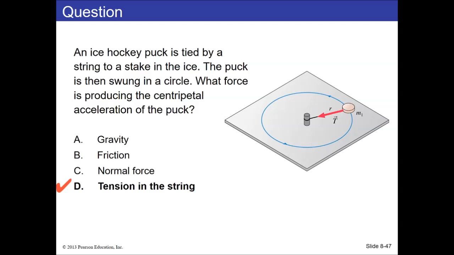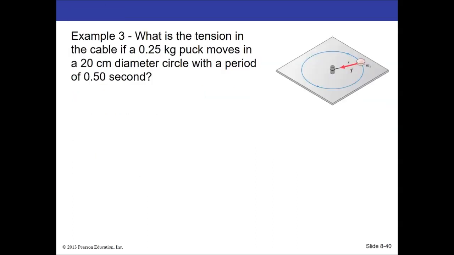Yeah, I really don't know how you think it's any of the other ones. No offense. But yeah, no friction. Normal force and gravity are vertical things here. So tension in the string is the centripetal force here. So in the free body diagram, we'd label that force T, and that would be equal to mv squared over r. Okay. Let's do a problem.